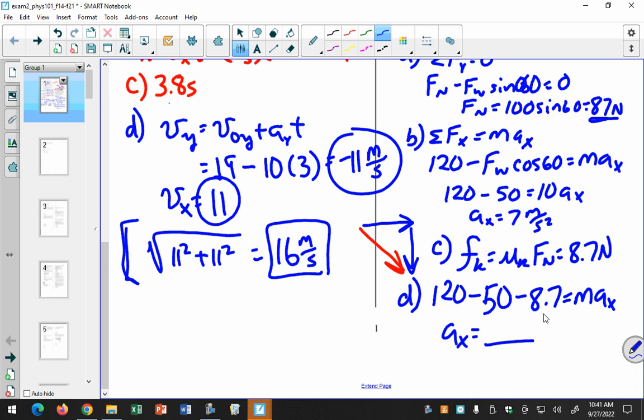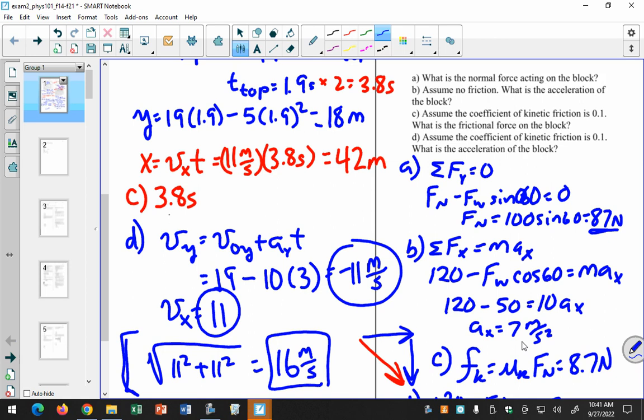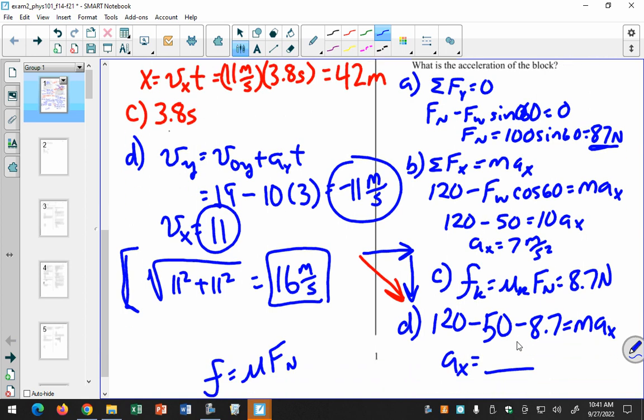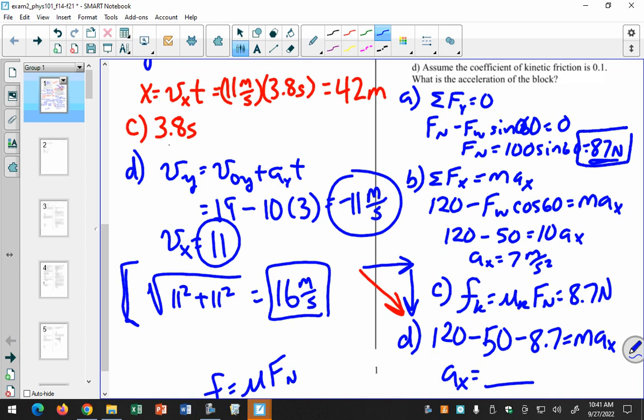So you got that, for C, you got the 8.7 from doing Fk over Fn? No, the 8.7 is the frictional force. And remember, for our frictional forces, F is equal to mu times the normal force. So mu is given. Mu is the coefficient of kinetic friction. I know in some problems it's not, and you have to do the ratio. But here it is given. So you just did 0.1 times Fn. Yeah, Fn was 87, so I did 0.1 times that value.